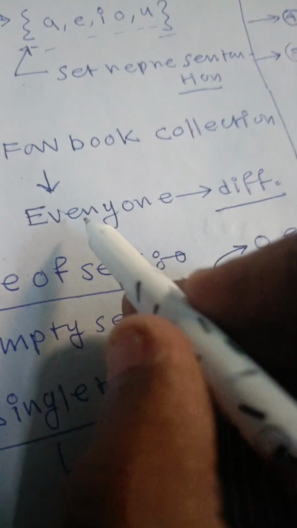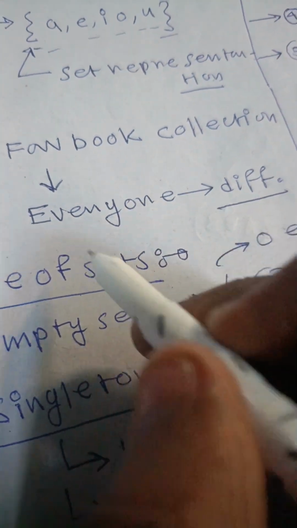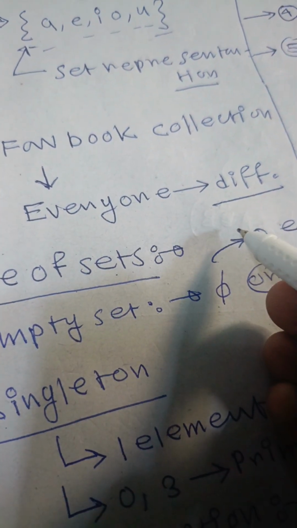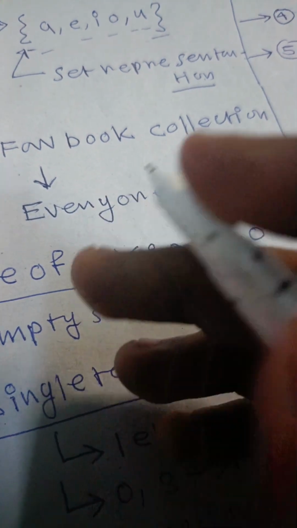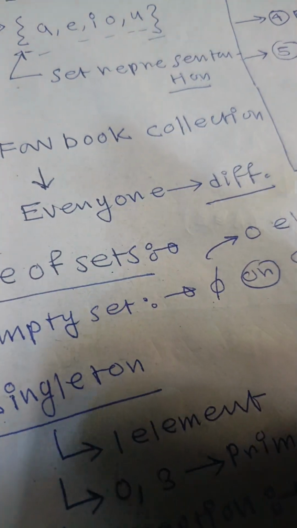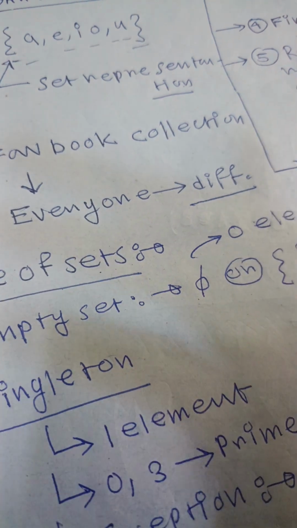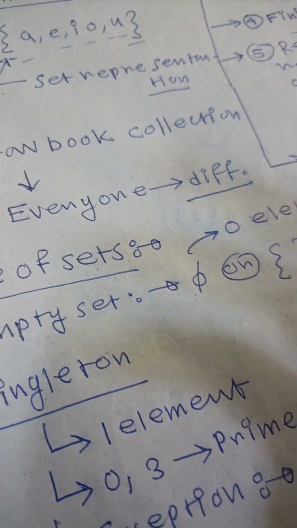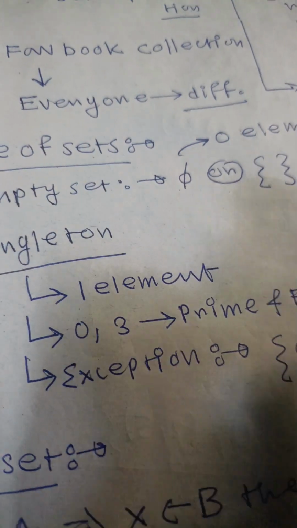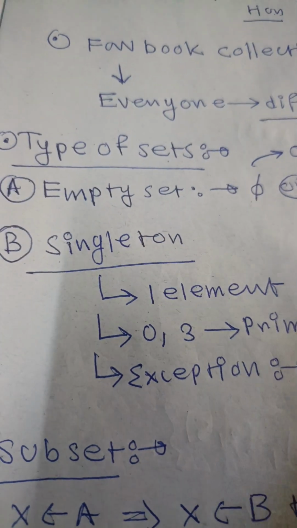If we say favorite book collection of yours, everyone has their different book choice. Someone likes Harry Potter, someone likes thrillers, someone likes Shakespeare, someone likes Byomkesh or Feluda. So that differs from person to person.